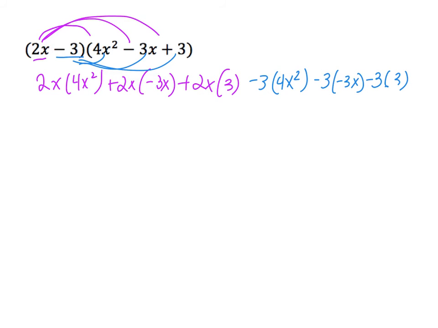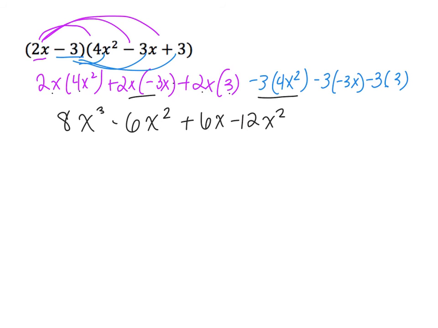Now I'll just simplify or multiply everything. So we have 2x times 4x squared. That becomes 8x cubed. This will become negative 6x squared. x times x becomes x squared. 2x times 3 is going to be plus 6x. Negative 3 times 4 is negative 12. Then we have the x squared there. Here we have plus 9x minus 9.